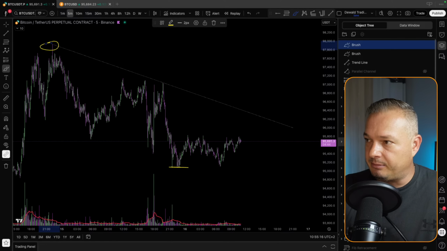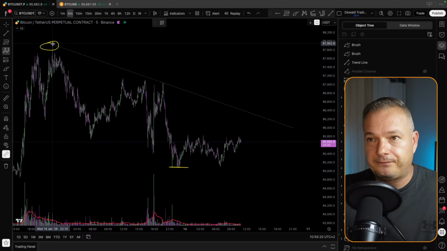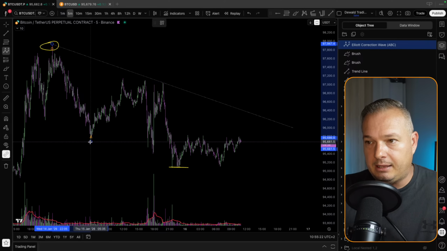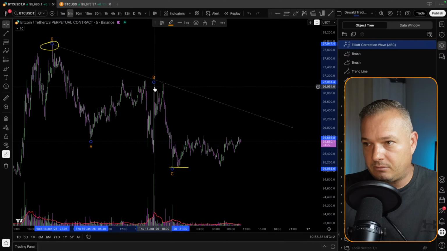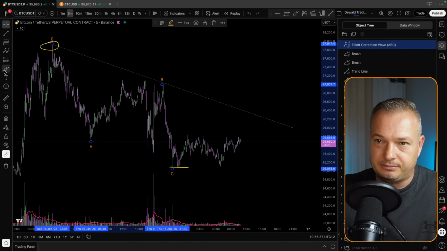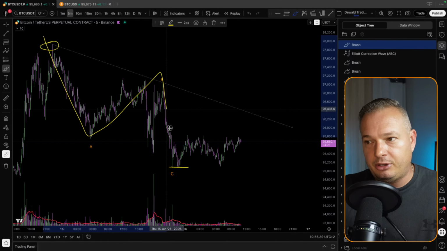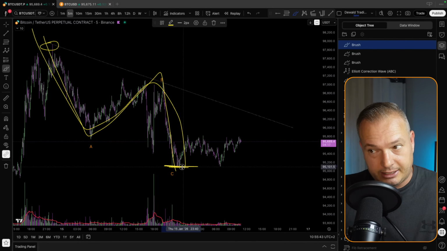Okay, but basically, let me draw that out. It could also be an A, B, C, B, C. Let me move B that way. Anyways, it's a three-wave structure. You guys get the point. It's either WXY or it's an ABC. It's a three-wave structure.